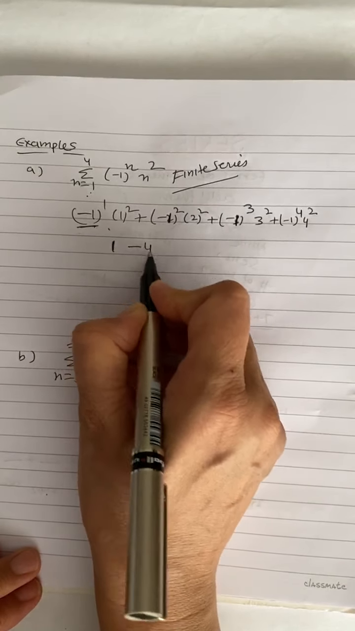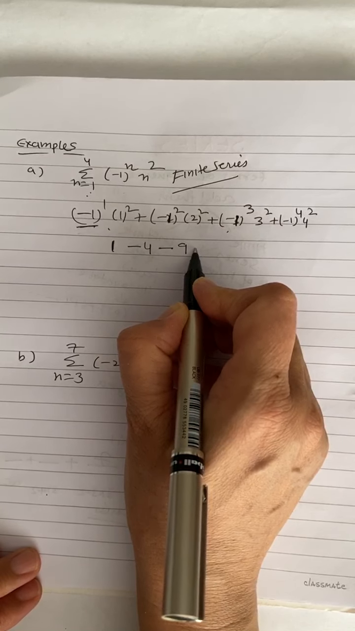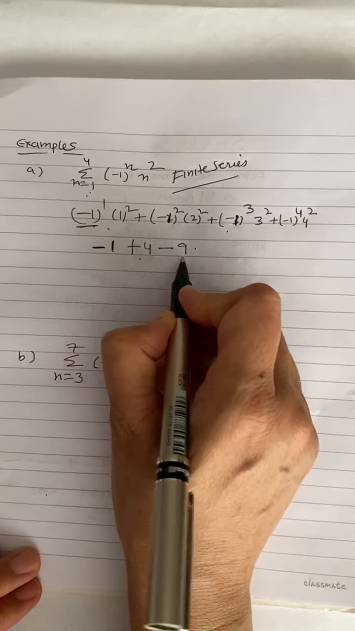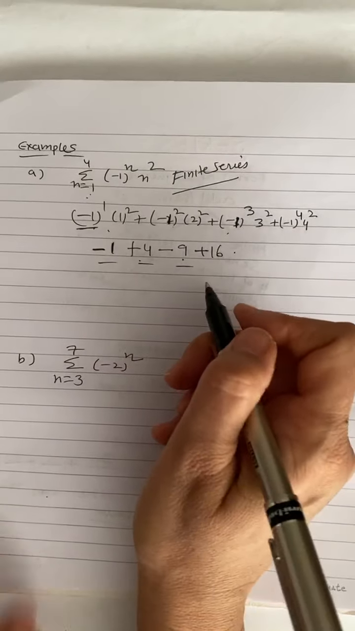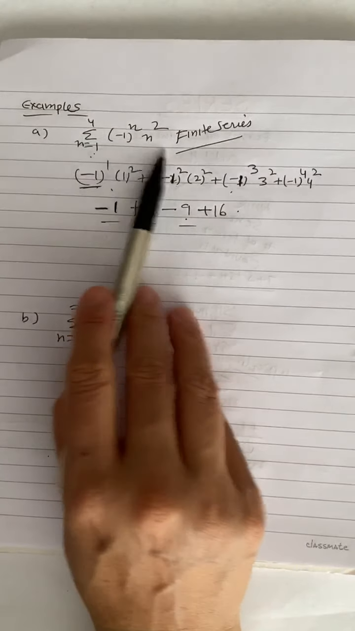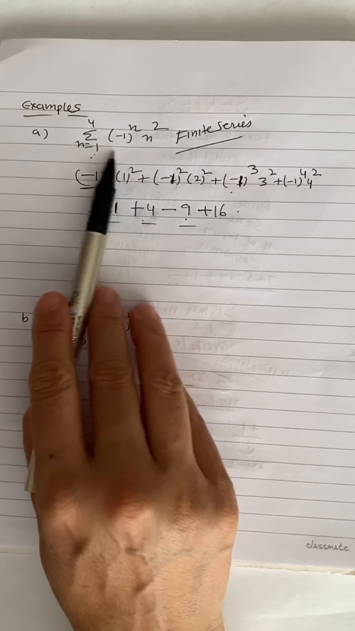This will be -4. This is going to be -9 and this is going to be plus, this is minus, this is plus, then minus, and then you have plus 16 here. So one negative, one positive term here. So this is how you can expand when the series is given as a summation notation.